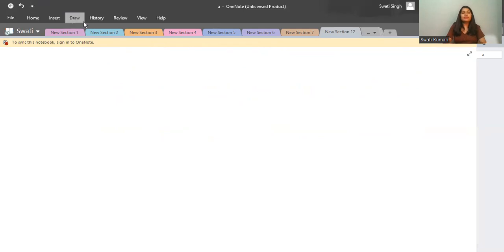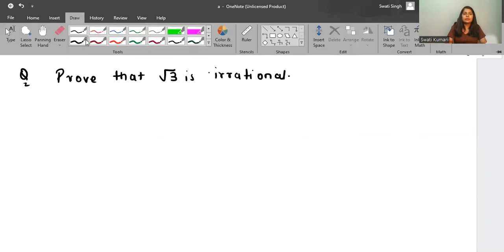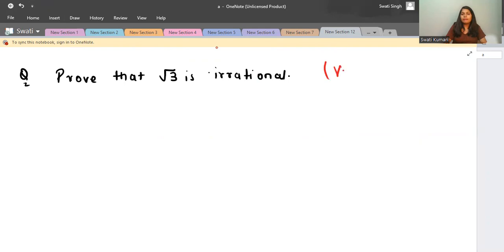Now let us move to a very, very important question, which you normally get in your board exam paper. So let me write that down for you. Prove that root 3 is irrational. A very, very, very important question.